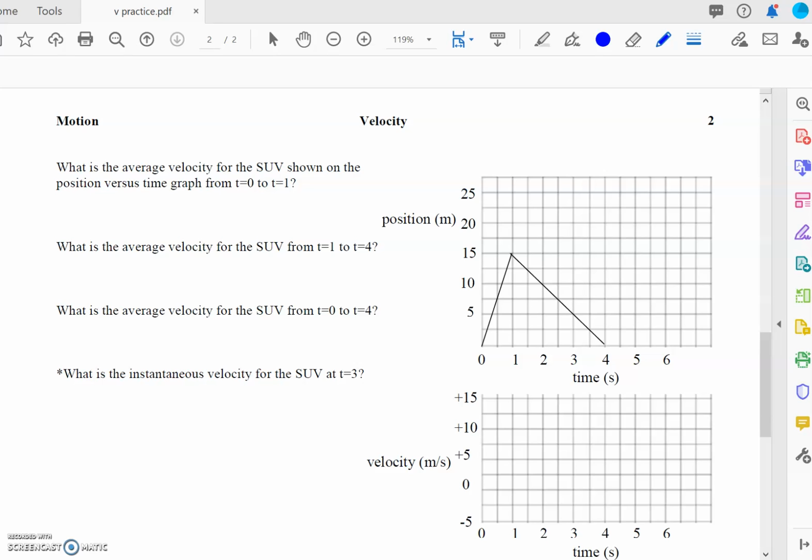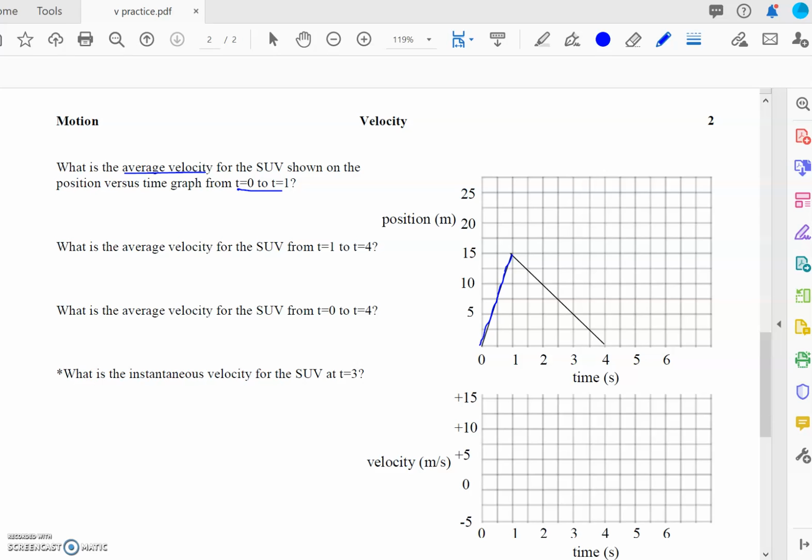Let's see how you did solving this last problem with the position time graph. First questions are the same as the ones that we did previously. We need to find the average velocity of the SUV from 0 to 1 second. So I'm going to highlight that segment of the graph in blue here for you. We're looking at the slope of that segment.